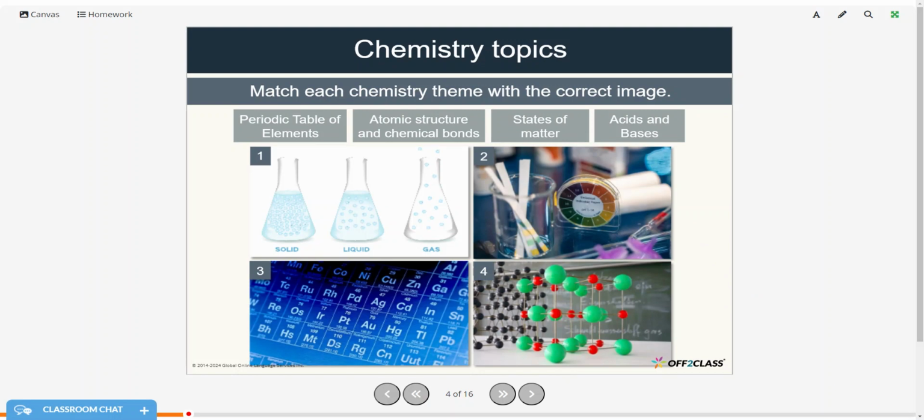All right, so now you're going to match each chemistry theme with the correct image. Go ahead and try that on your own, and then you can restart when you're ready to check your answers.